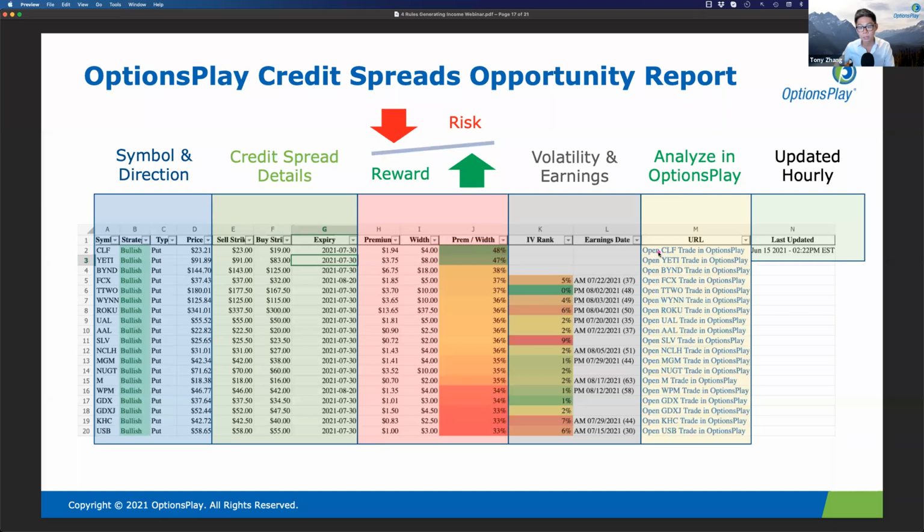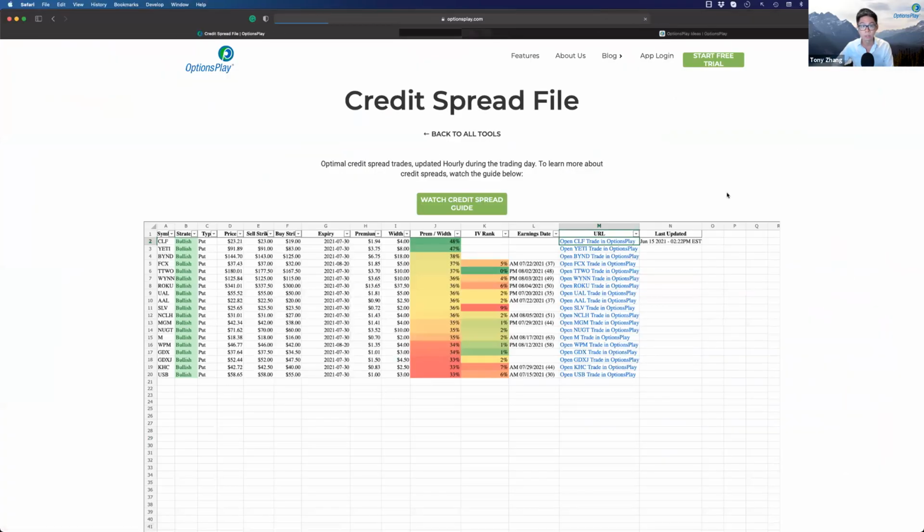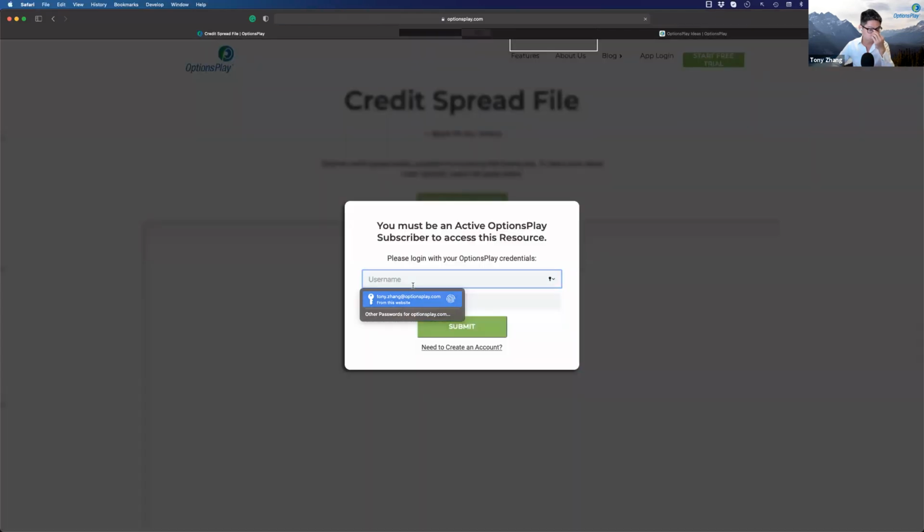And then we have a link that you can click on to open this trade in OptionsPlay, so you can instantly analyze it and execute using this platform that I was showing you here. All of this is updated hourly for you. So I'll just show you this real quick. Here is the credit spread report. Let me see if we have an update to the credit spread report.